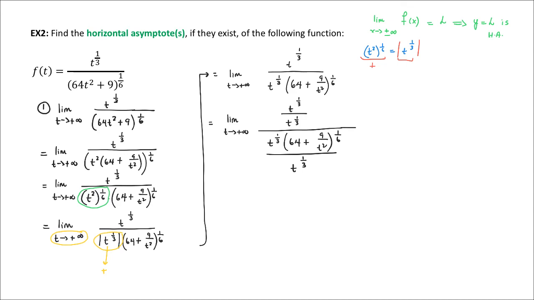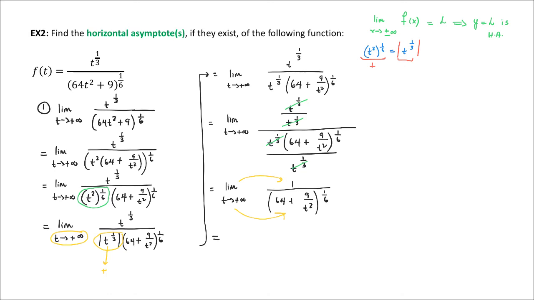And then we notice that this will cancel out, this will cancel out, and we are going to end up getting the limit as t approaches positive infinity of 1 divided by 64 plus 9 over t squared, all this to the 1/6. Now we will apply the limit to the numerator, the limit to the denominator. I'm going to skip that step of rewriting everything with the limit on top and the limit below just to save a little bit of time. And we will continue by just taking the limits.